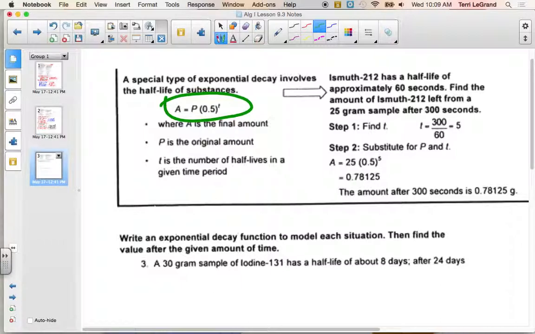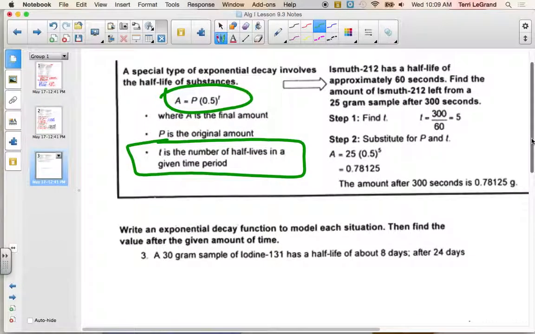So A again is the final amount. P is again the original amount. Here's the part that is the trickiest for students. t is not the number of years this time. t is the number of half-lives in a given time period. So we have to figure out how many half-lives something is going to go through. So we are going to look at our example for this one.